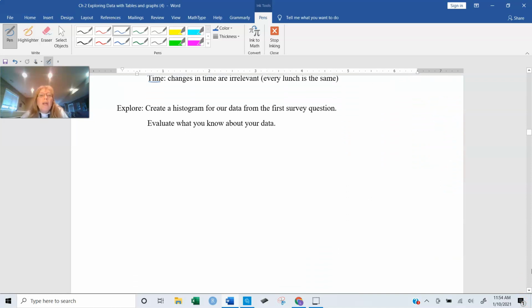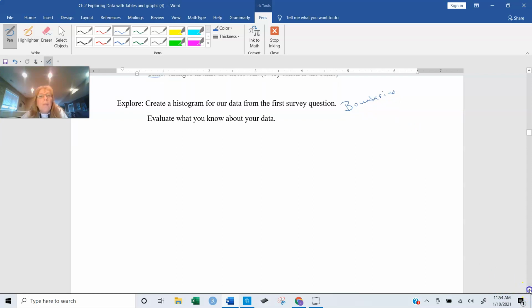All right, I want you to create a histogram for our data from the first survey, the one with the money. So I actually want you to draw it out. Make sure you are paying attention to your boundaries. That's what you're looking at here. And then where they fall. It will look very similar to your histogram.